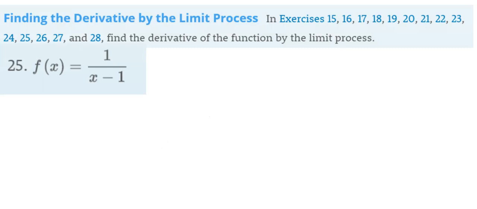Here is number 25. It says find the derivative of the function by the limit process. Just as a reminder, f prime of x is equal to the limit as h approaches 0 of f of x plus h minus f of x over h.